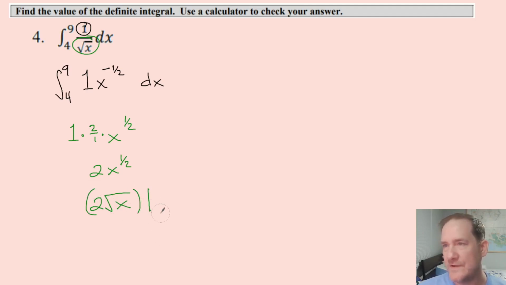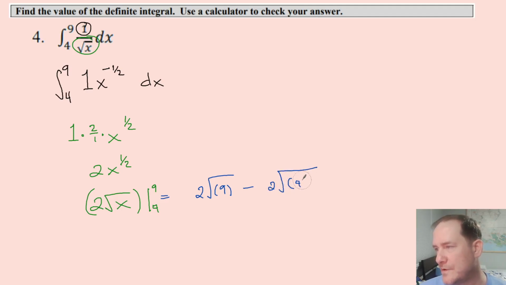So we want to evaluate that from 4 to 9. Notice they were very kind to you and picked 4 and 9, which are both perfect squares. So evaluating this should be easy. We literally just want to do 2 times the square root of 9, and then we'll subtract from that 2 times the square root of 4.